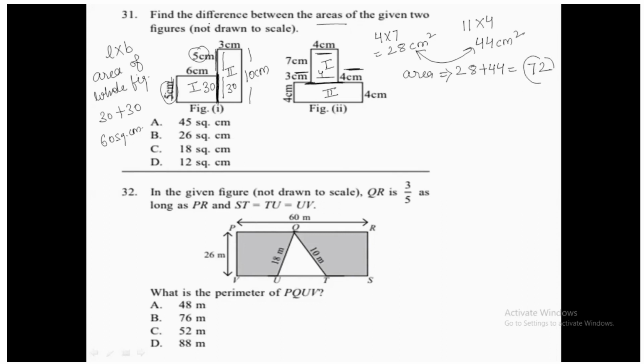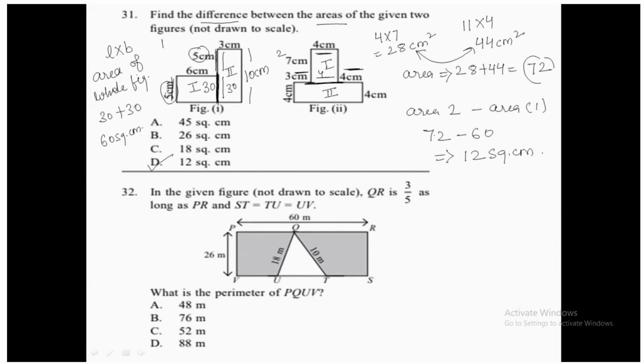Okay. Now the question is asking for the difference. For finding the difference, we need to subtract. So let's take it as area 1 and area 2. Okay. So for finding the difference, we will subtract area 1 from area 2. So what are we getting? 72 minus 60, which gives us 12. Okay, so that will be our correct answer, which is 12 centimeters square, which is option number D.